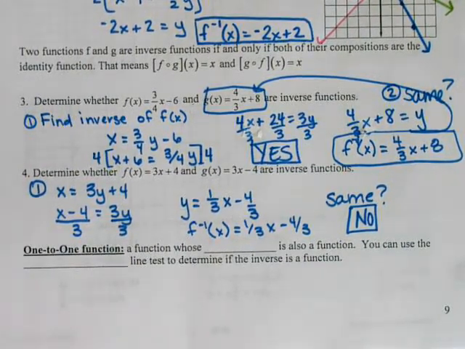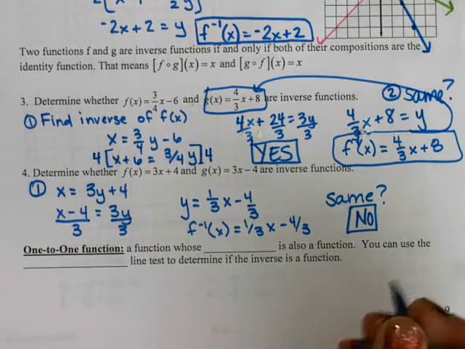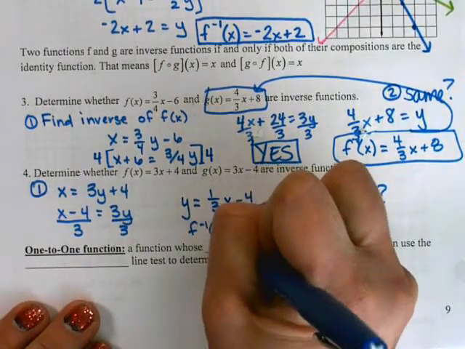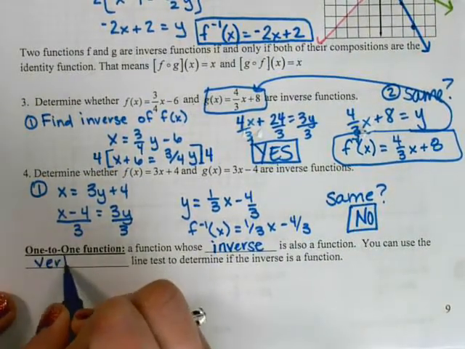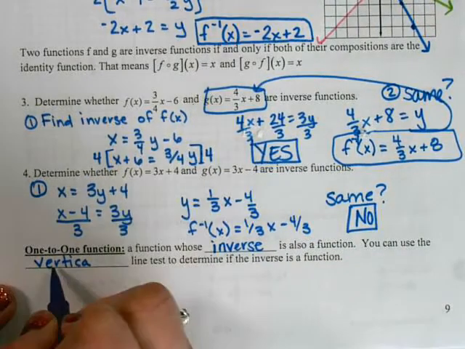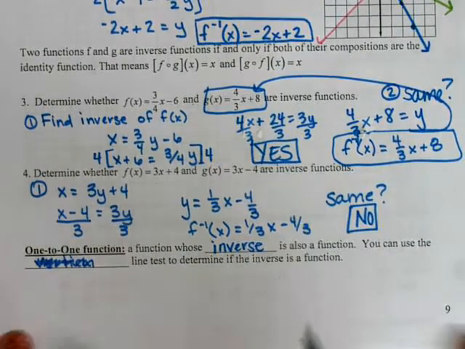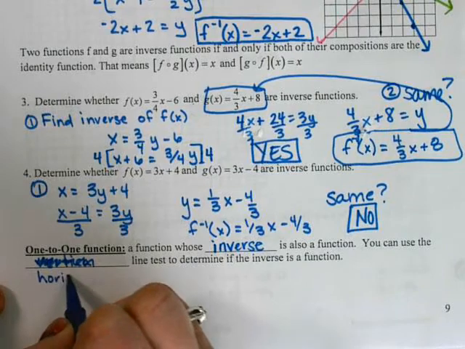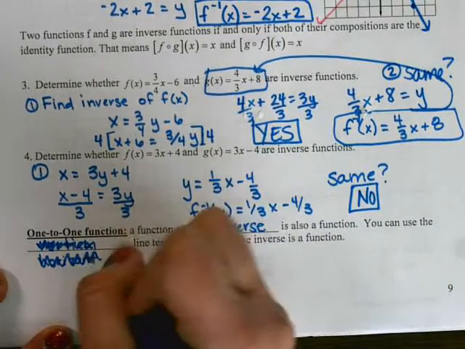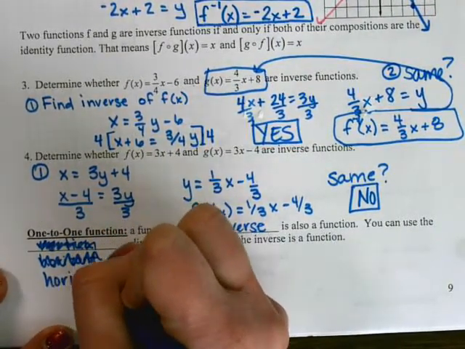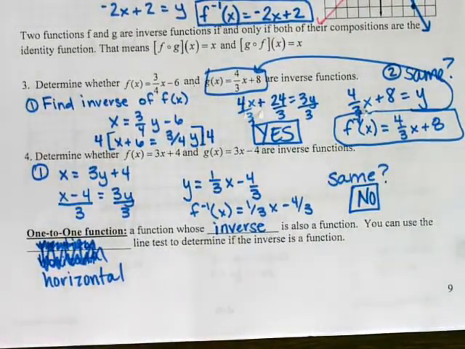Okay, the last thing on there is it says a one-to-one function. A one-to-one function is a function whose inverse is also a function. You can use the vertical line test. Oh, wait, I lied. You have to do the horizontal line test. I can't spell right now. Don't talk and write. There. You can do the horizontal line test to determine if the inverse is also a function.